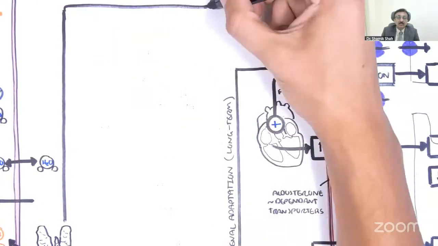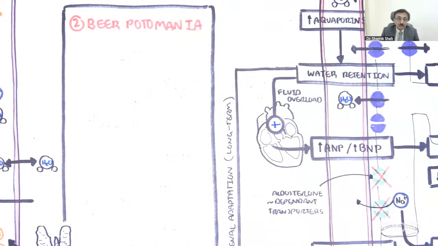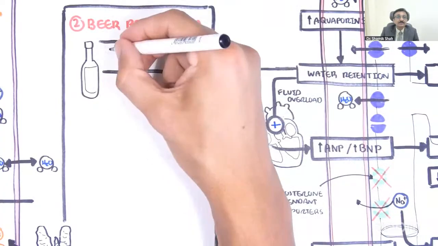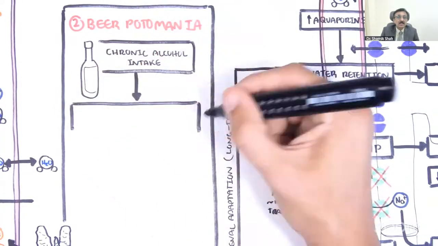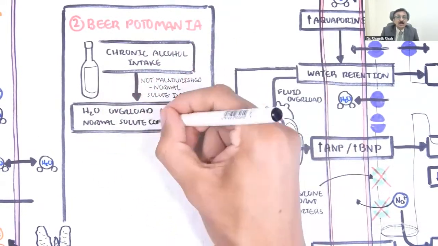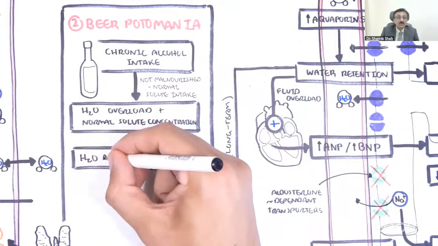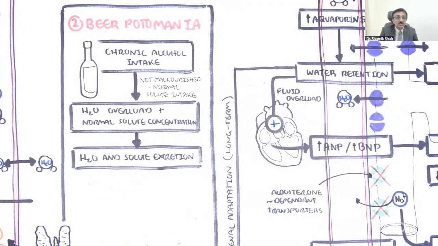Another condition of euvolemic hyponatremia is what we call beer drinkers' potomania. Let's understand how this phenomenon works. In people who consume alcohol, there is an increased intake of alcohol. But in the initial stages, these people are not malnourished and they have a normal solute intake. So although there is a water overload, there is a normal solute concentration. So there will be water and solute excretion both in such a condition.